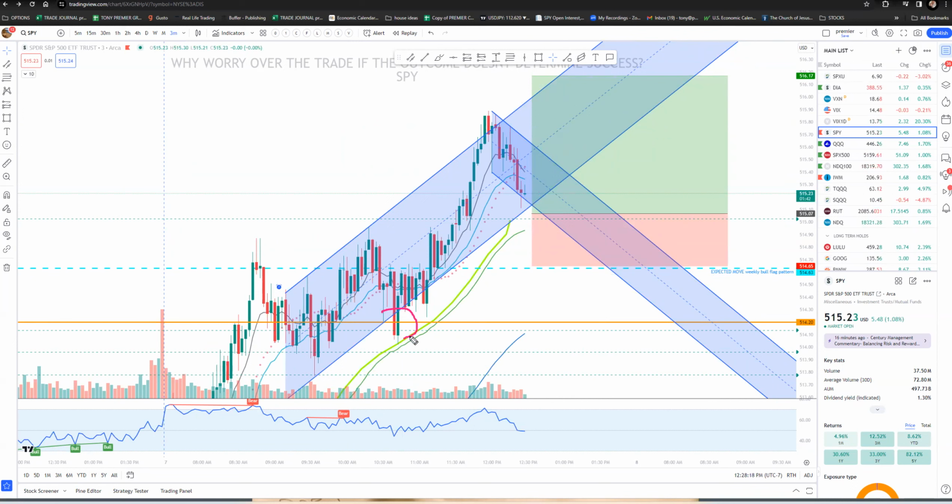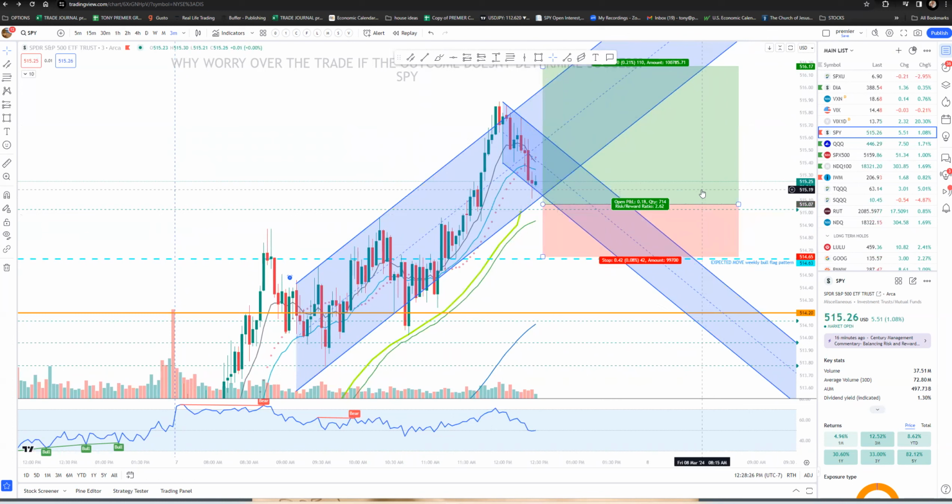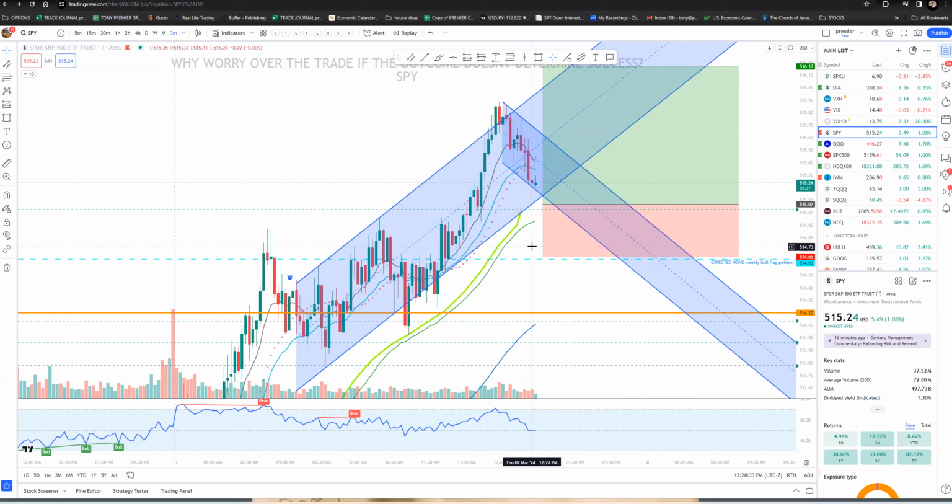And as you can tell right here, this was a trap. We closed outside of it, went right back inside of it, and then shot to the moon. So this is pretty easy to figure out. Number one, if you're right or if you're wrong. It makes it a lot easier.